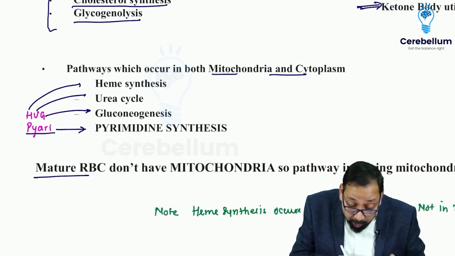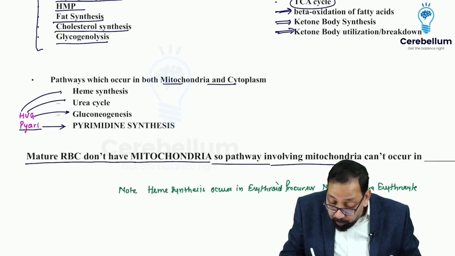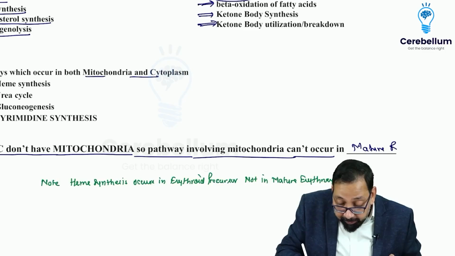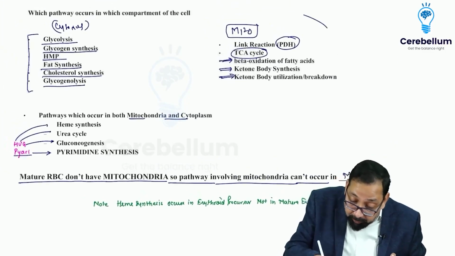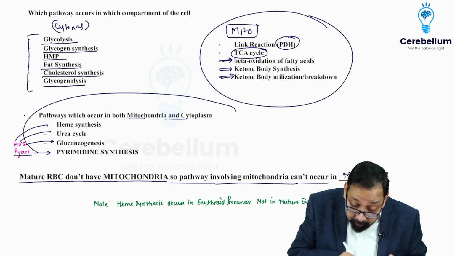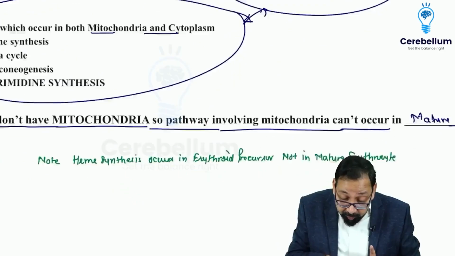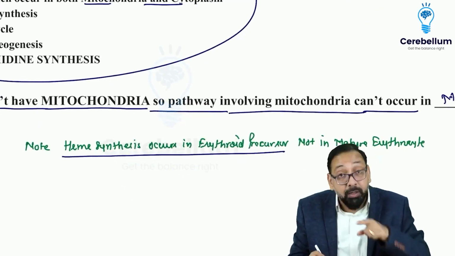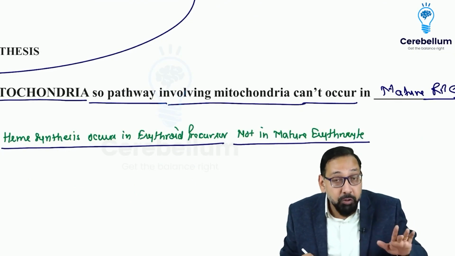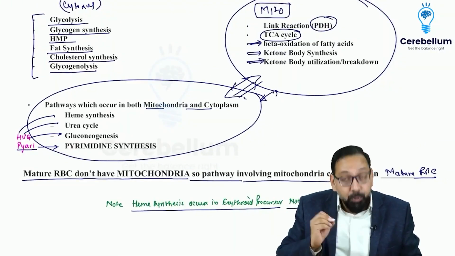Now, mature RBC don't contain mitochondria. So pathways involving mitochondria can't occur in mature RBC. Mature erythrocyte, this is an important point, means the pathways which occur in mitochondria don't occur in RBC. Yes, heme synthesis question was asked: heme synthesis occurs in erythroid precursors but not in mature erythrocytes, because mature erythrocytes have no mitochondria. All pathways occurring in mitochondria are not occurring in RBC.